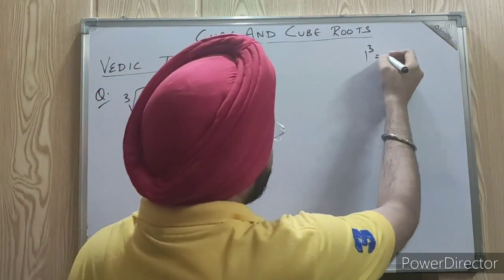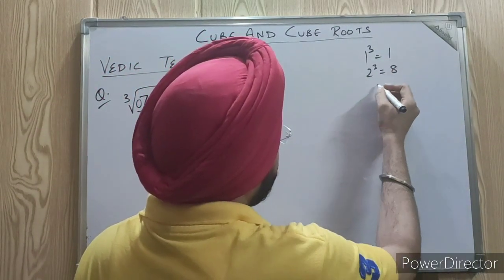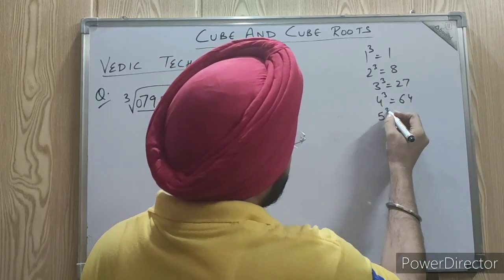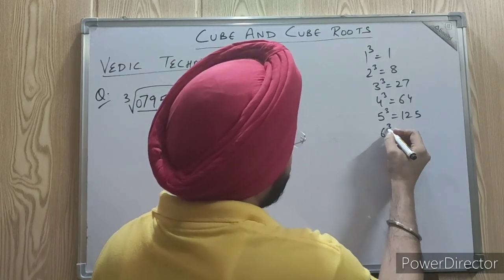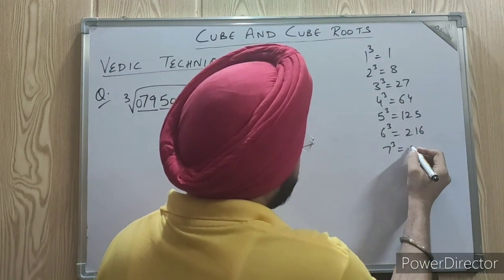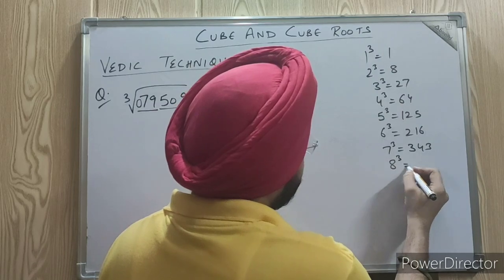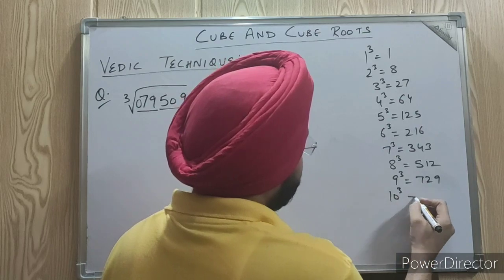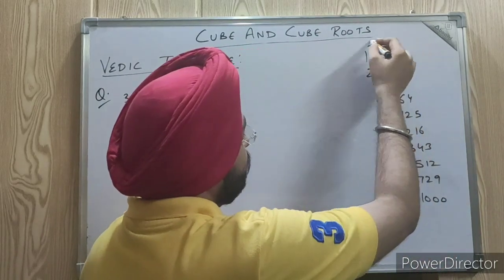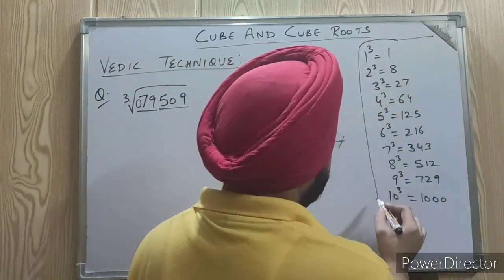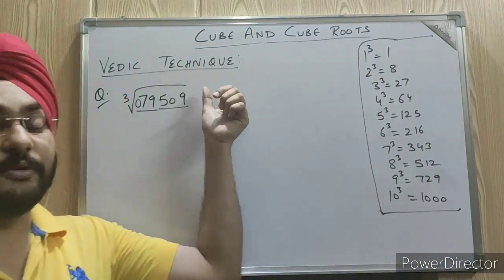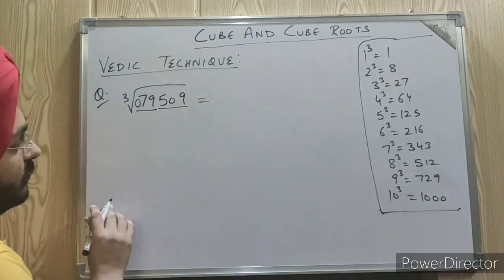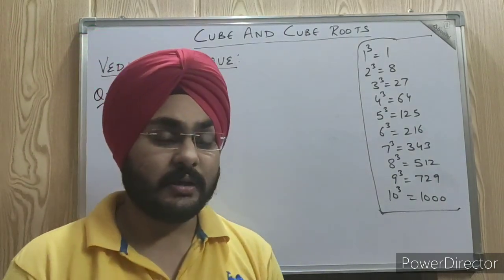So I am writing the cubes here. 1 cube will be 1, 2 cube will be 8, 3 cube will be 27, 4 cube will be 64, 125, 216, 343, 8 cube will be 512, 9 cube will be 729, and 10 cube will be 1000. You should keep all these cubes in mind before finding the cube root by using the Vedic technique.